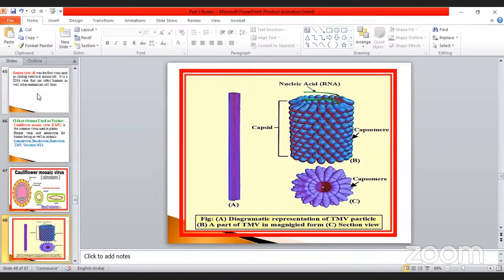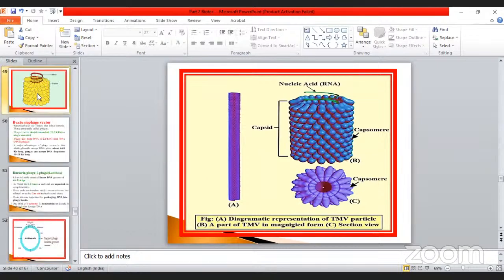And also tobacco mosaic virus, which is one of the RNA-containing plant viruses. A single-stranded RNA molecule occupies the center, surrounded by the capsid. The protein layer is called the capsid, and each unit of protein molecule is called a capsomere.